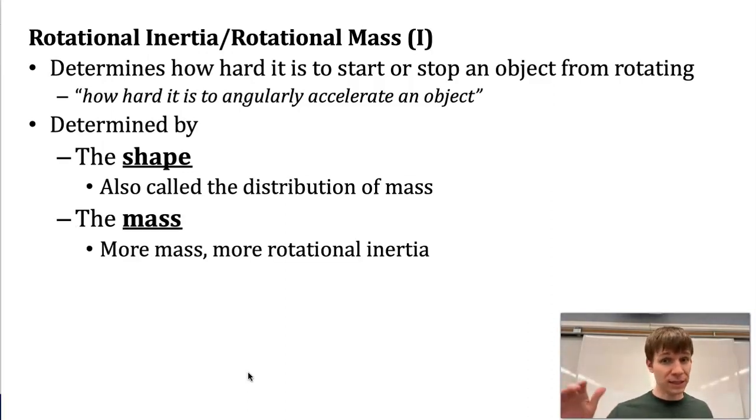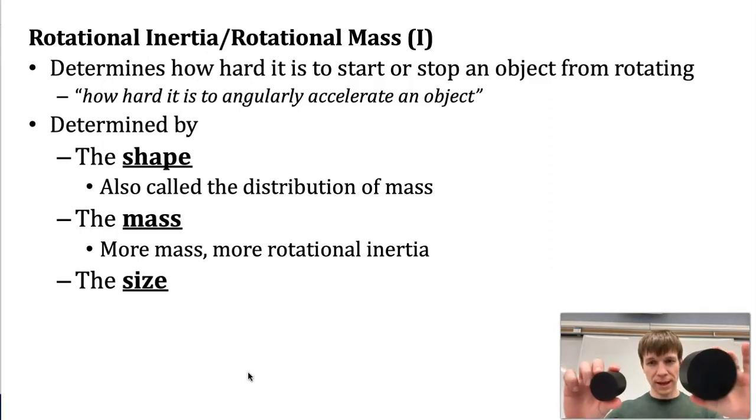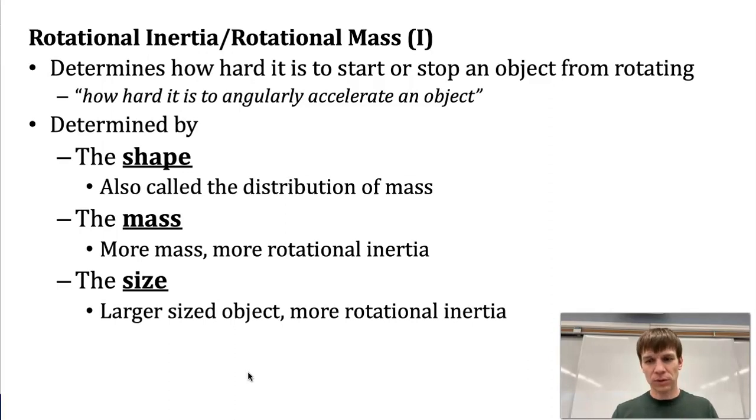The mass itself: more mass, harder to angularly accelerate, more rotational inertia. The size of the object: same shape, different size. Bigger size, harder to angularly accelerate, more rotational inertia.